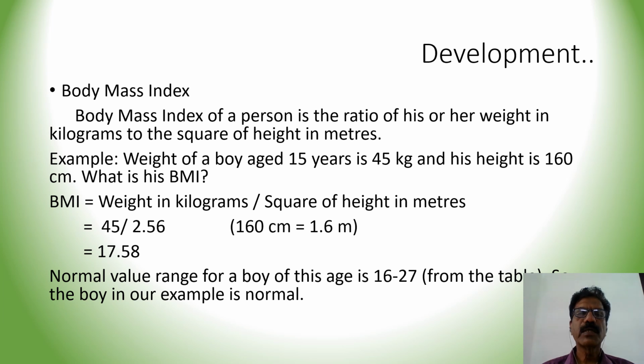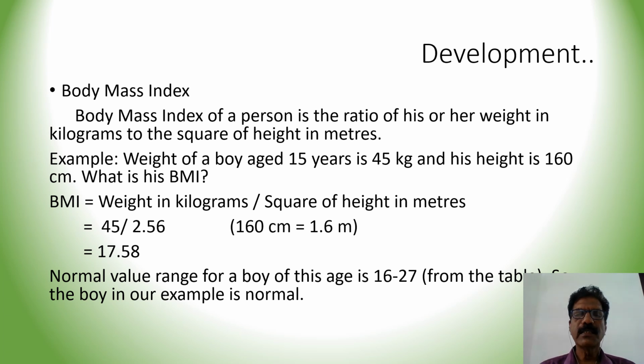We start with body mass index. What is body mass index? Body mass index is a ratio of one person's weight taken in kilograms to the square of height taken in meters. We can have an example here.